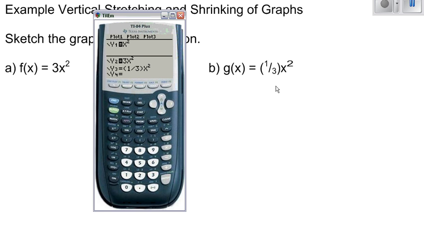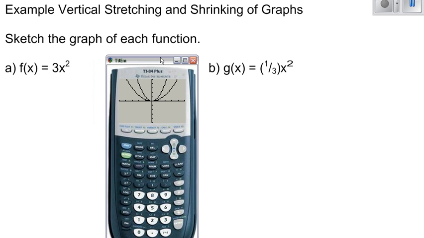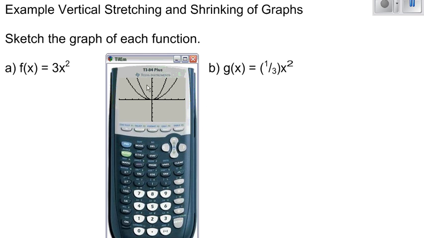Now for part B, 1/3 x squared, I'll turn off part A. We'll just graph the 1/3 x squared and the basic x squared function. This should be a vertical shrink, so it's going to appear shorter and, because of that, a little bit wider. And that's vertical stretching and shrinking.